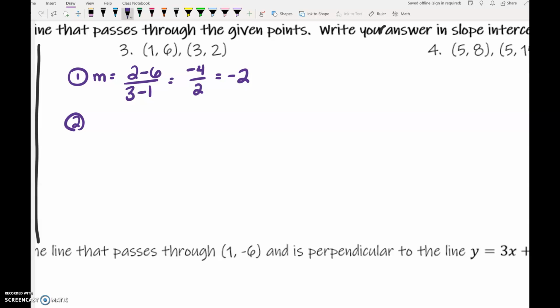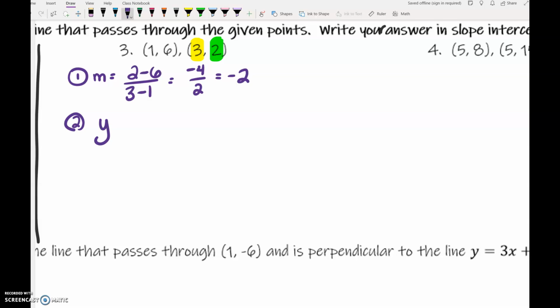Here's the awesome thing. It does not matter which point you choose. So you might choose the point 1, 6. Your neighbor might choose the point 3, 2. Once you get y by itself, your answers will be the same. So which point do you want to choose? 3, 2? All right, let's choose 3, 2.